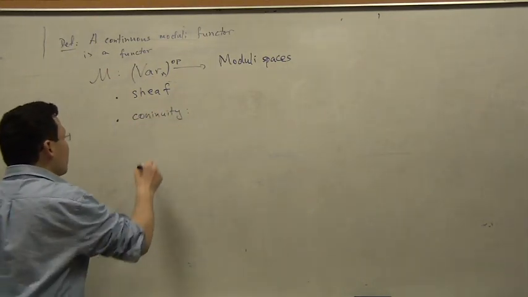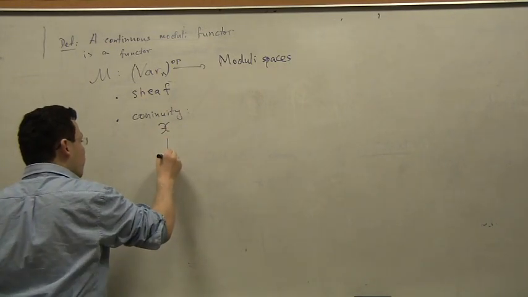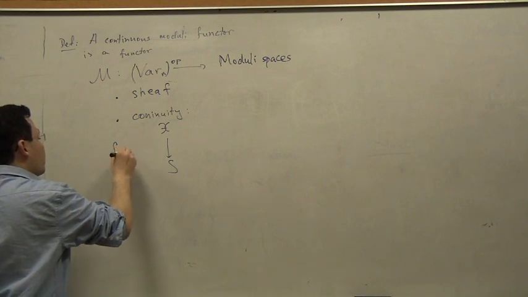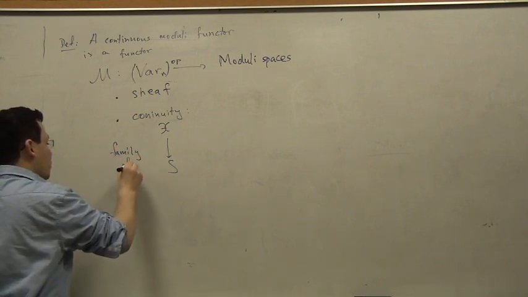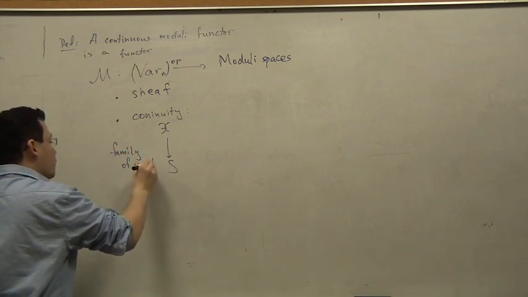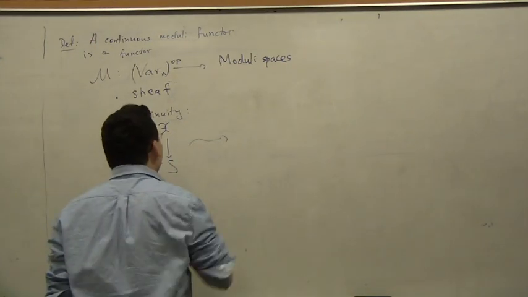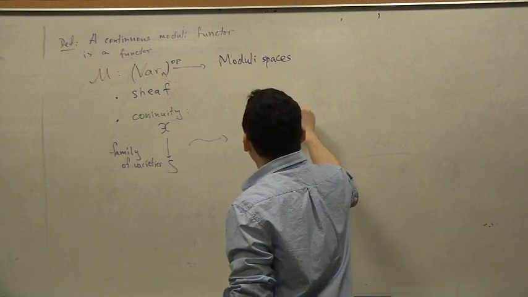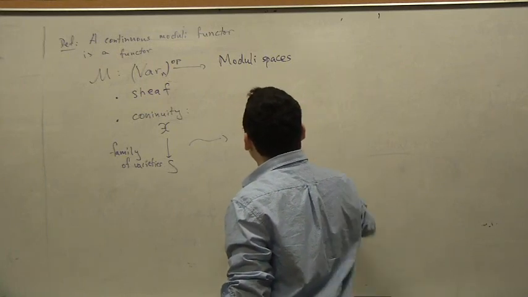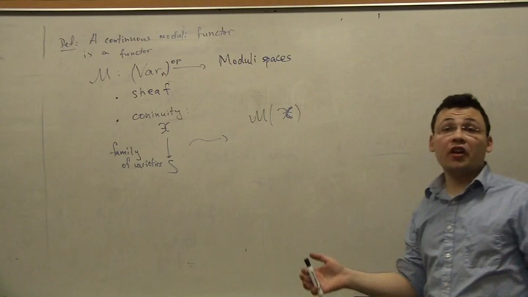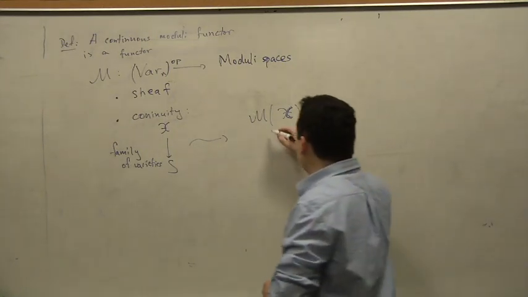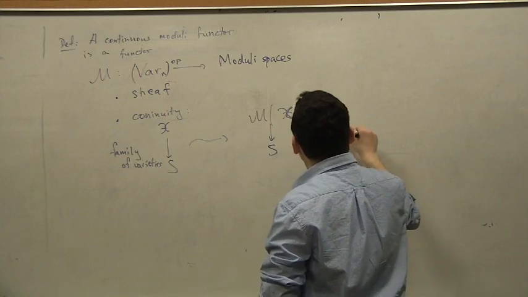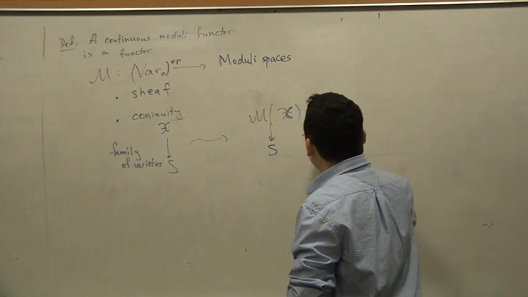And the second is this continuity. What that means is that if we have some base S and we have a family of varieties, then applying this functor, we can apply it pointwise, but the point is these glue together to a family as well. So this is what I'm going to mean by a family of moduli spaces.